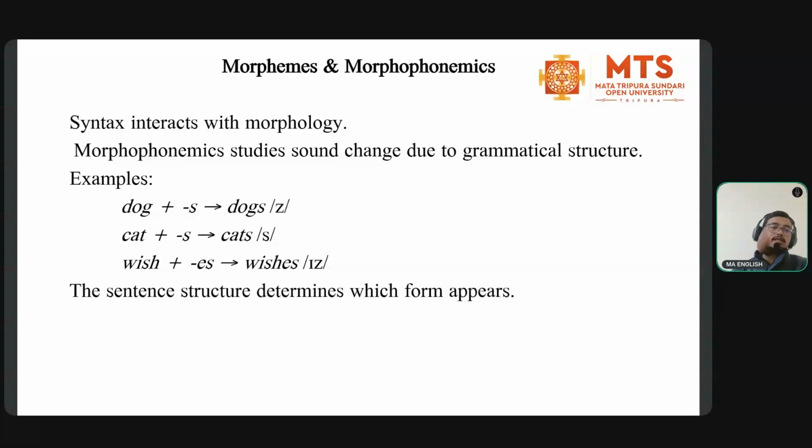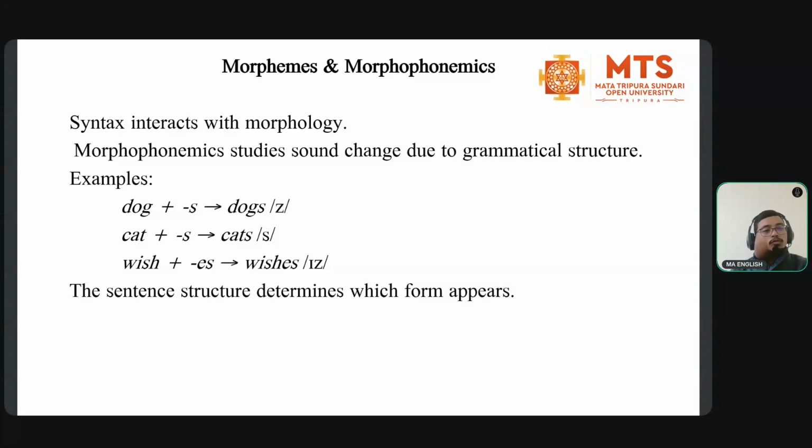Okay. So first, let us recall what a morpheme is. A morpheme is the smallest unit of language that carries meaning or grammatical information. For example, dog is a morpheme, and when you put the suffix -s, it is also a morpheme because it shows plural form, right? It works as a plural marker, like dog, dogs, something like that.